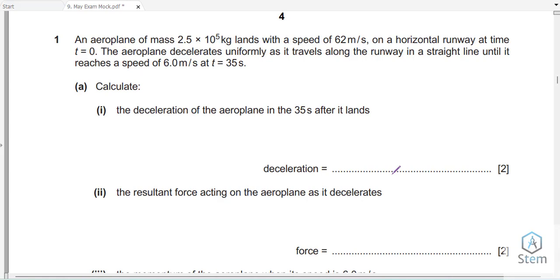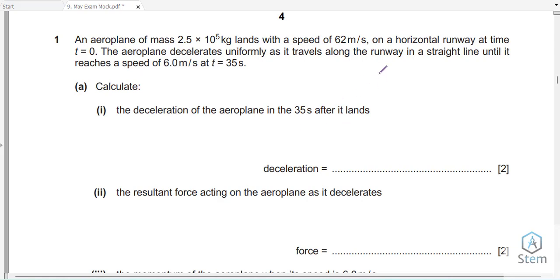All right, another question. An aeroplane of mass given lands with a speed of 62 meters per second on a horizontal runway at time equal to 0. It decelerates uniformly as it travels along the runway in a straight line until it reaches a speed of 6 meters per second after a time of 35 seconds. What is the deceleration of the aeroplane in the 35 seconds after it lands?